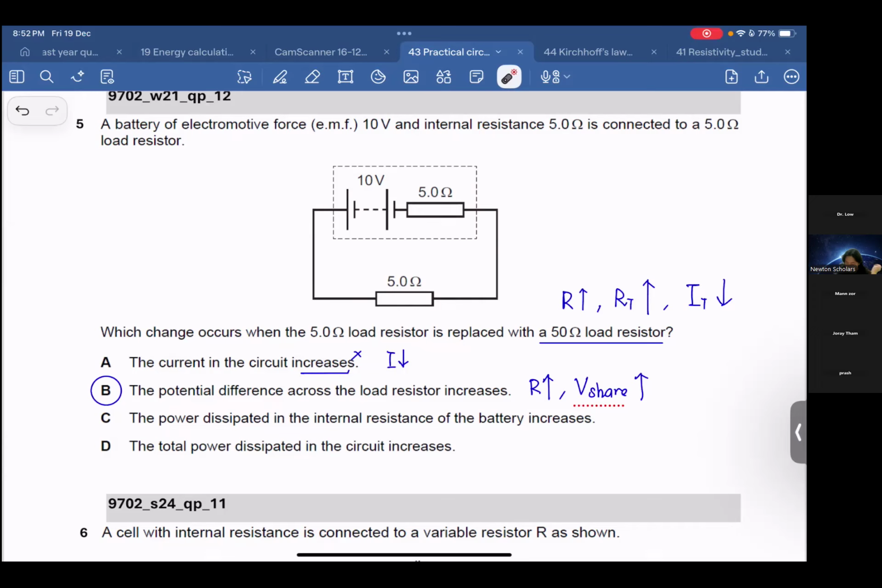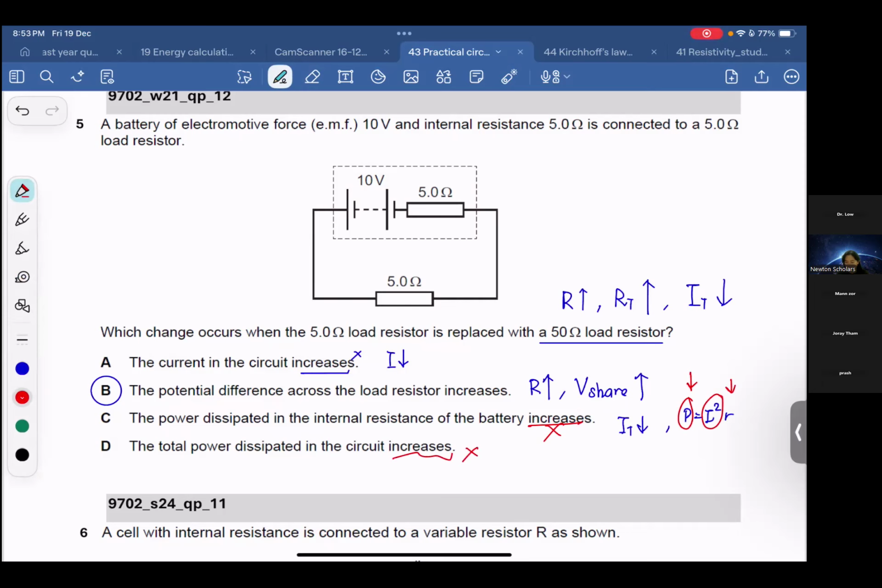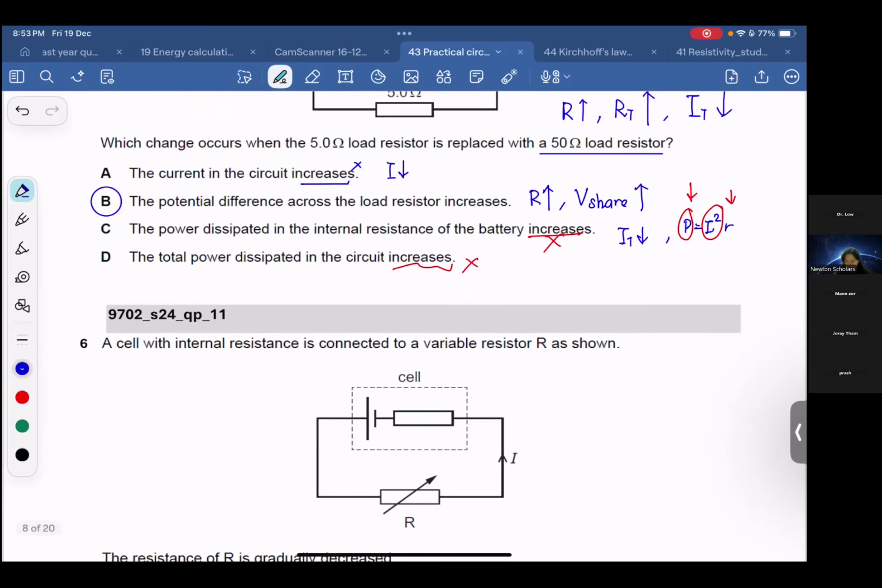Then, power in the internal resistance will increase. Is it true? Your internal resistance r doesn't change, still 5 ohm, but because the overall circuit current decreases, P equals I squared r. So when your I decreases, your power should decrease. So this one is wrong. Total power dissipated in the circuit will increase? No, because current decreases, so power will decrease also. So this one is wrong. The answer is B. Okay, answer is B. So here, question number 6.